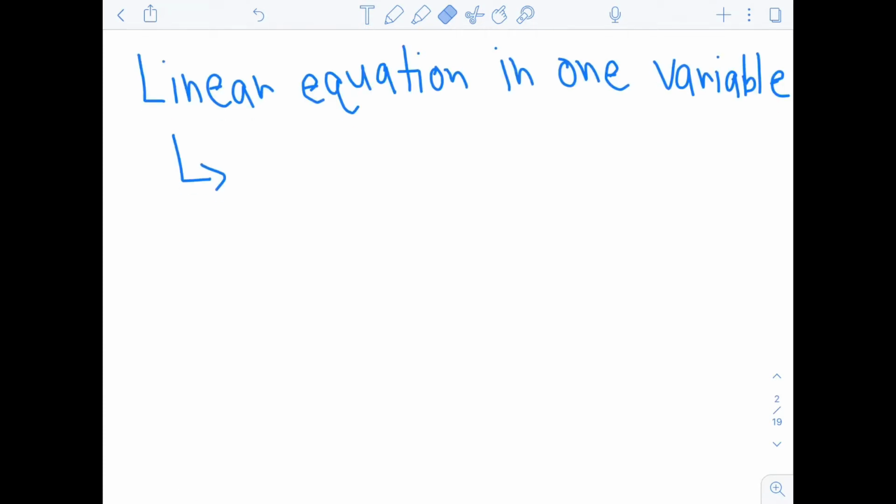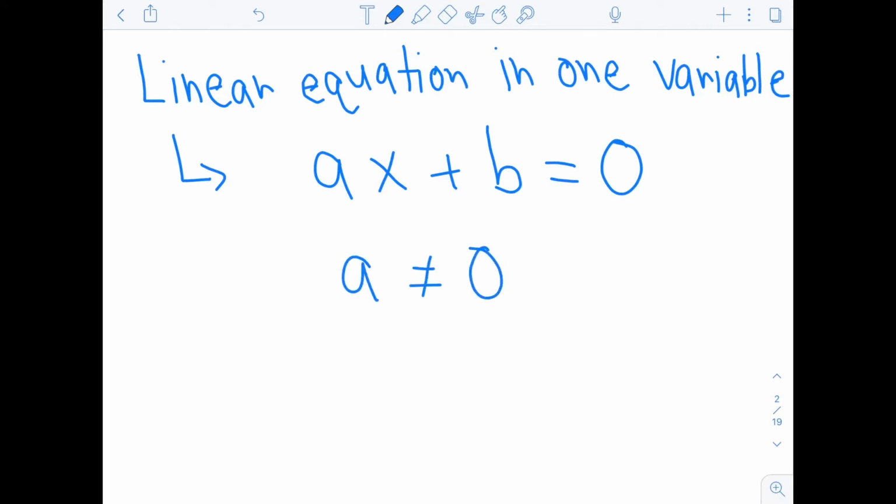Before we get into that, let's talk about what a linear equation in one variable is. It's an equation that can be written in the form of ax plus b equals 0, where a and b are constants and a does not equal 0. Because if a equals 0, then you'd just be left with b equals 0.